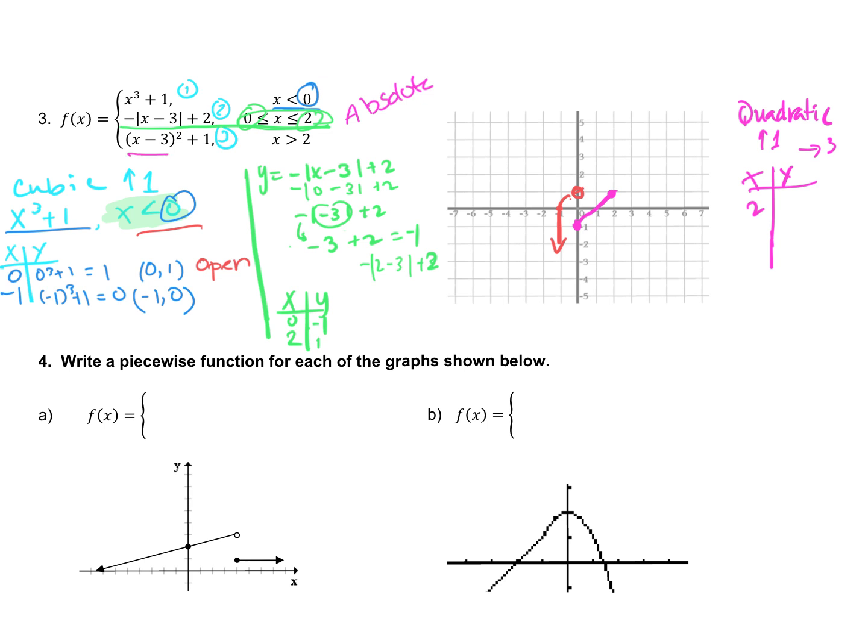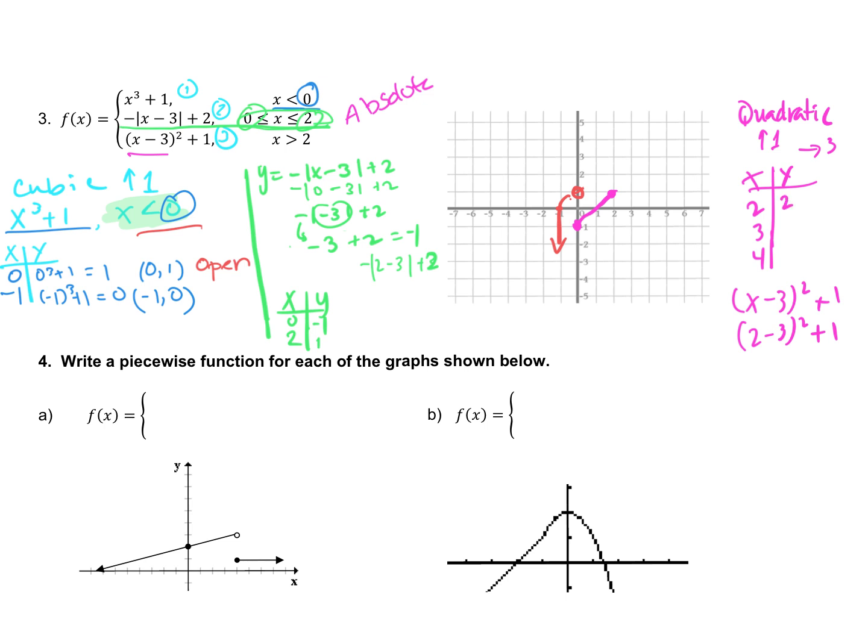We know it opens up because it's positive. So we're going to have to see if we possibly get the vertex in our domain here. So I'm going to choose 2. The next greater value than 2 is a whole number, so 2, 3, and 4. So I substitute 2 into x minus 3 quantity squared plus 1. Put a 2 in there. Negative 1 squared is 1. 1 plus 1, I get a 2.